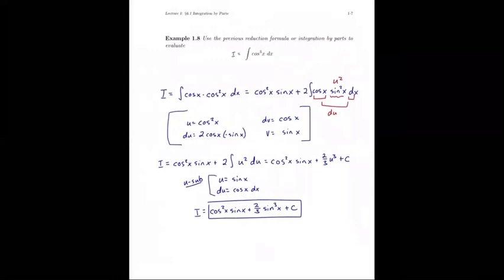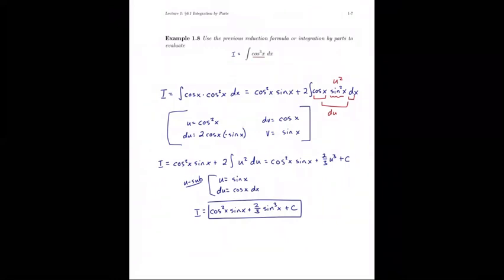They ask us to use the previous reduction formula or integration by parts to evaluate this. So you might try the formula out on this. I'm using integration by parts in the notes I have here. Either way is just fine. So let's give it a rip. We've got cosine cubed of x. It seems like it's one term.